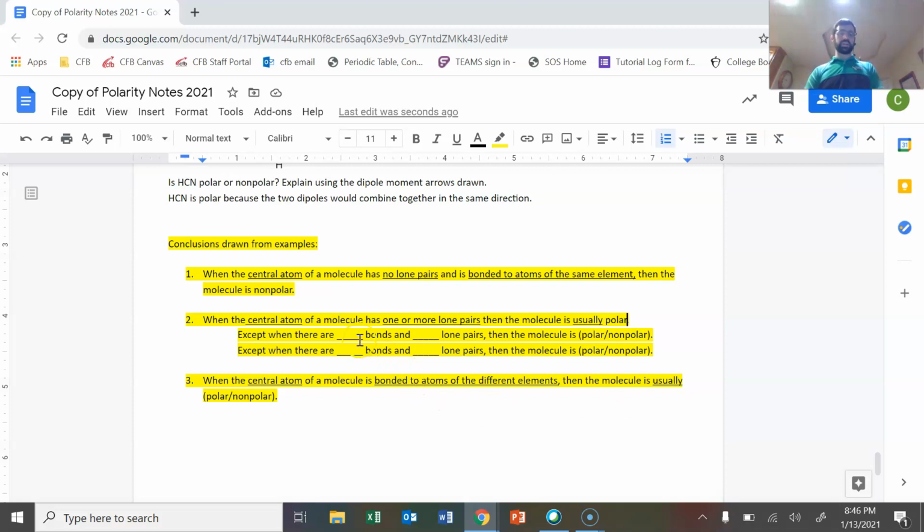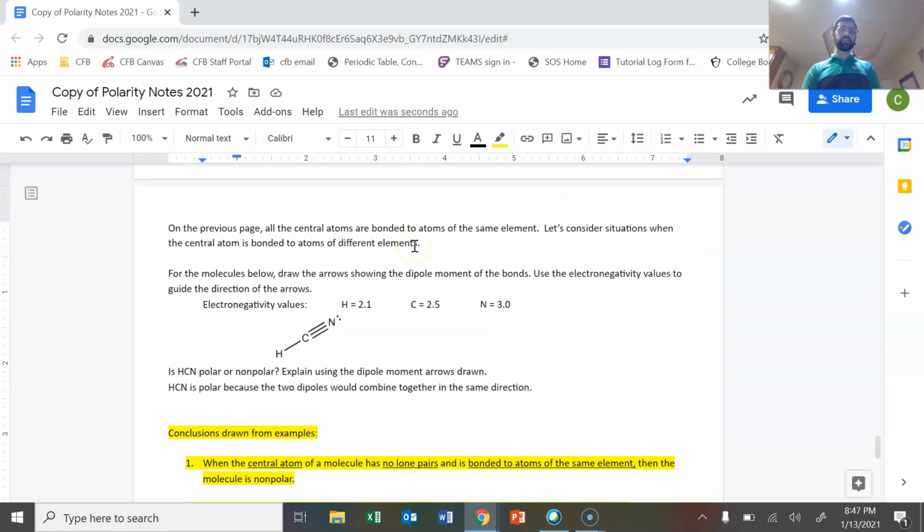There are a couple exceptions. The exceptions are when you have 2 bonds and 3 lone pairs, then the molecule will be nonpolar because that's linear. If you can remember that it's linear, that makes sense. But 3 lone pairs, 2 bonds, it's usually going to be nonpolar because it's linear, unless they're 2 different atoms like it is here.